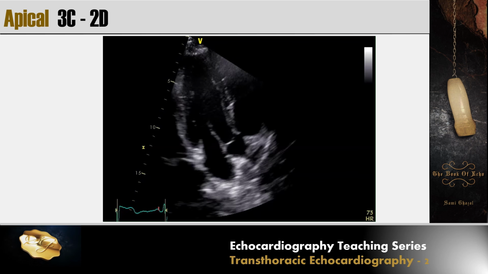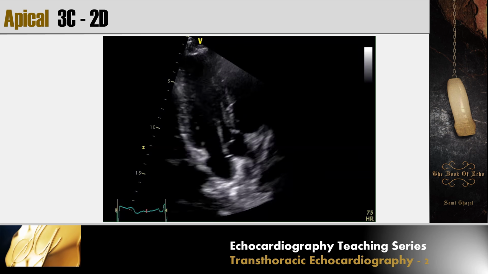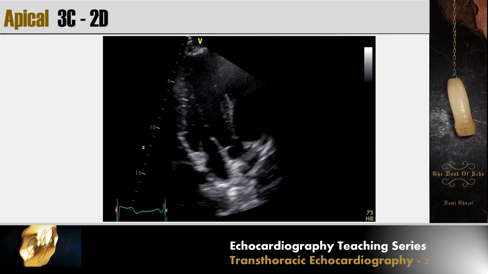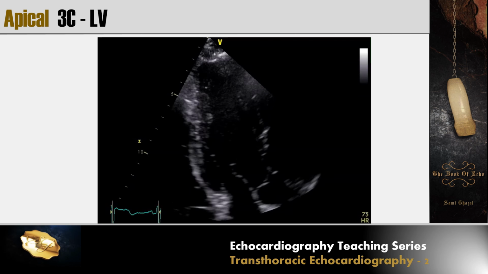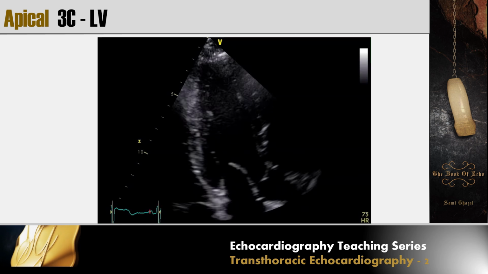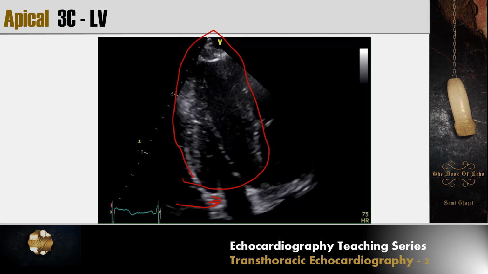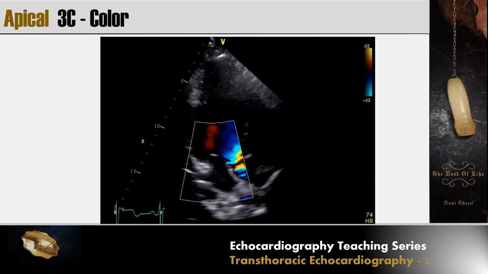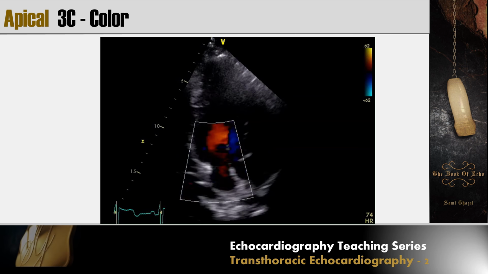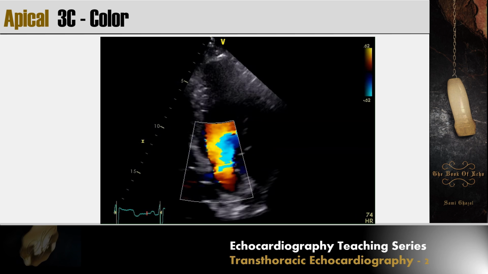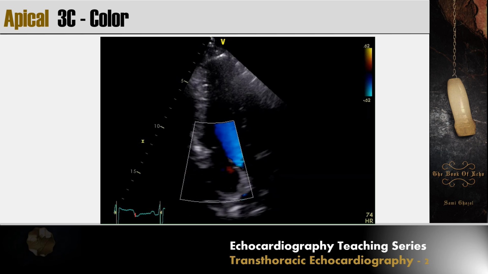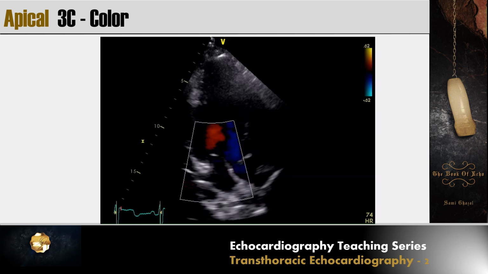Proceed to apical 3-chamber and acquire a 2D video of the apical 3-chamber view. Similar to previous apical views, just decrease the depth to include only part of LA and the whole of LV. Put a color Doppler on the mitral valve here, including the left atrium. And sometimes if you see a good mitral regurgitation here with good alignment, you can take a continuous wave Doppler of the mitral regurgitation.